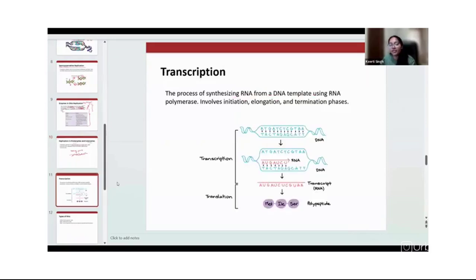Now, after DNA replication, there is a process known as transcription. What will happen in this process?